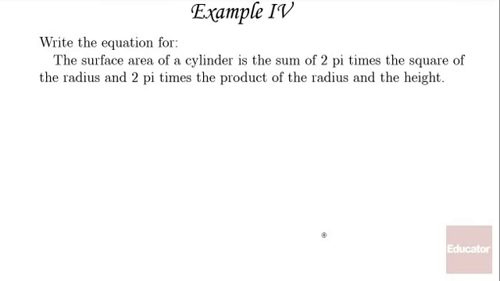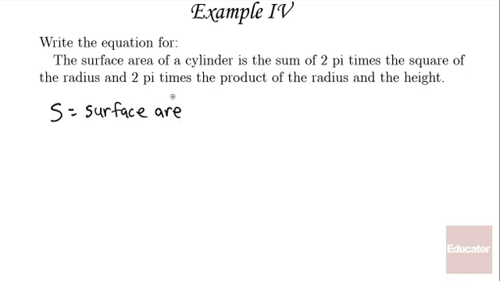The final example asks us to write the equation for the surface area of a cylinder. And the surface area of a cylinder is the sum of 2 pi times the square of the radius and 2 pi times the product of the radius and the height. For the surface area of a cylinder, I'm going to use S, because that is an unknown. I don't know what it is, so that equals the surface area of a cylinder.